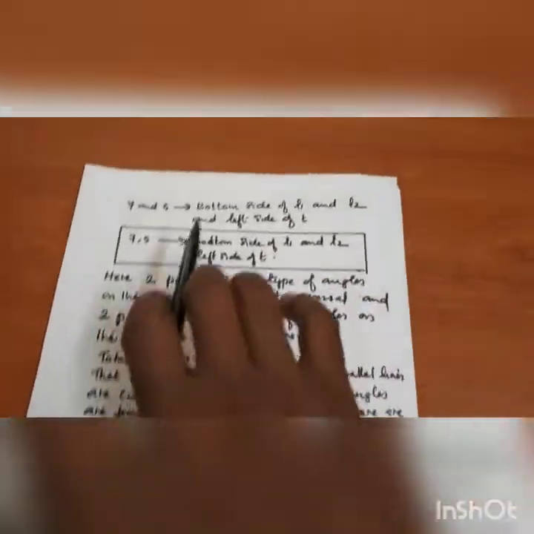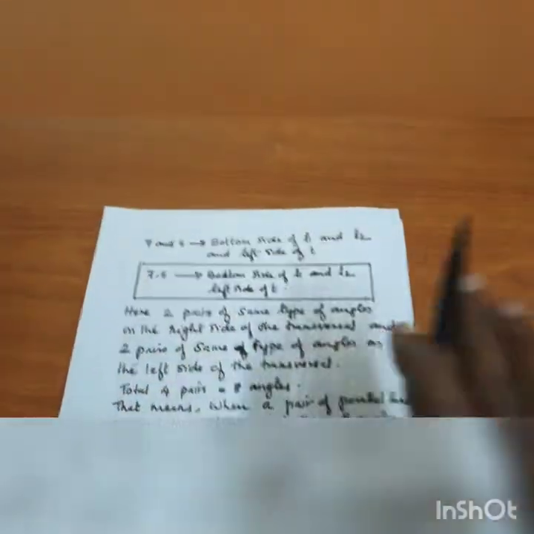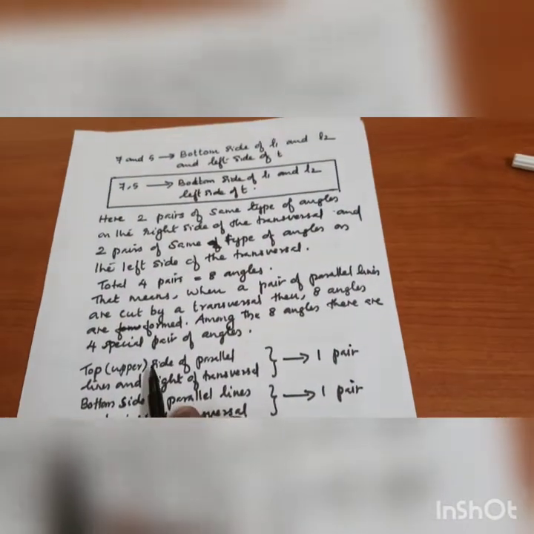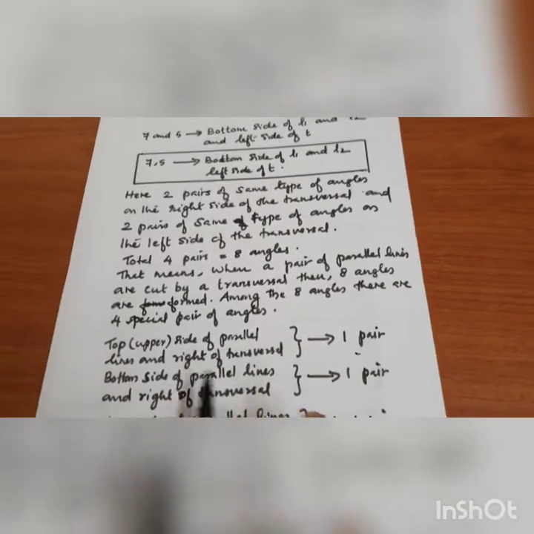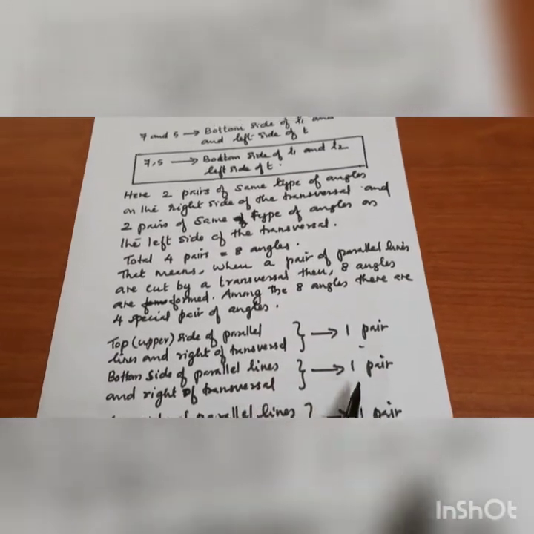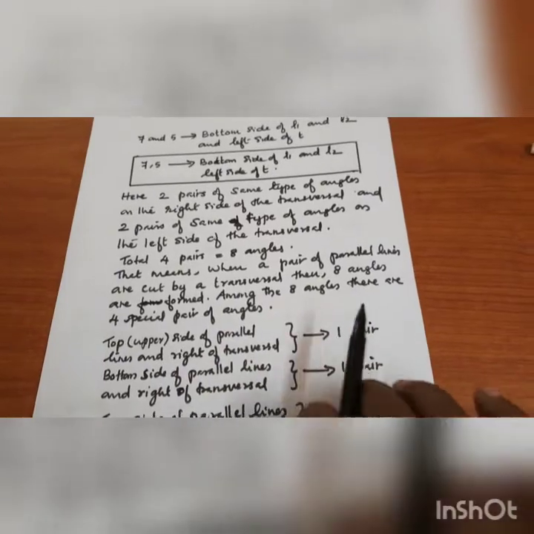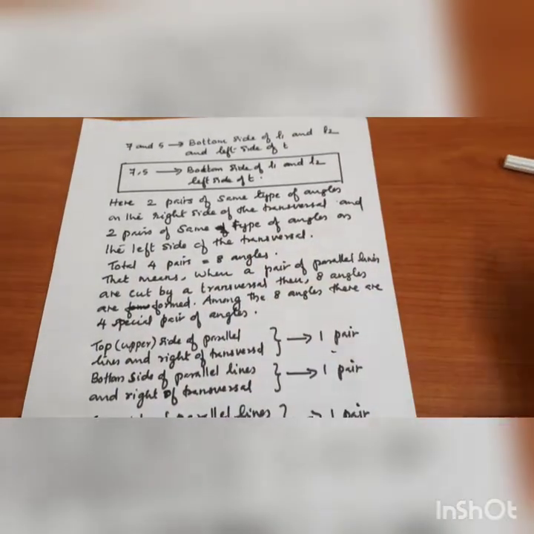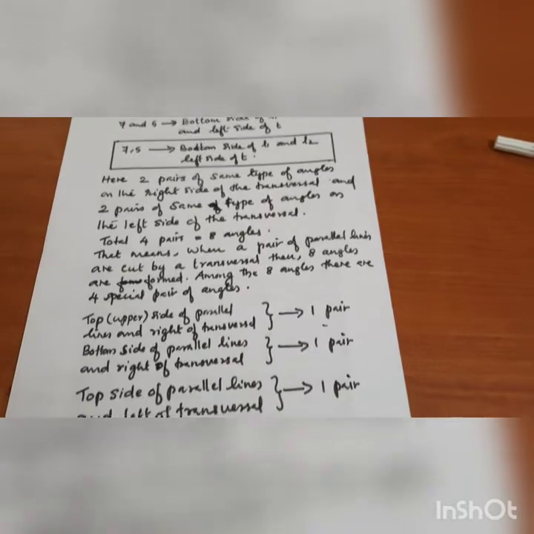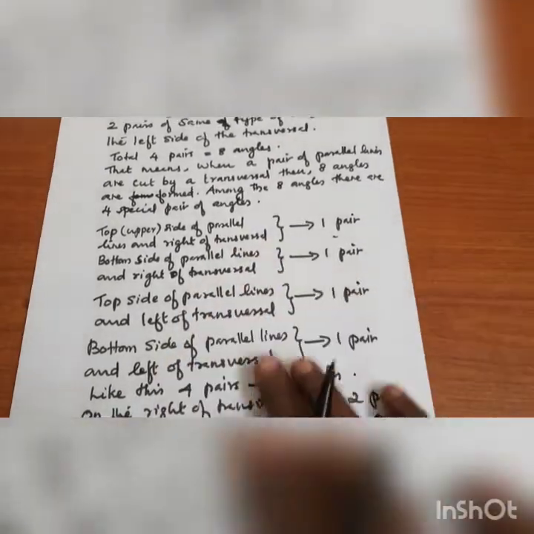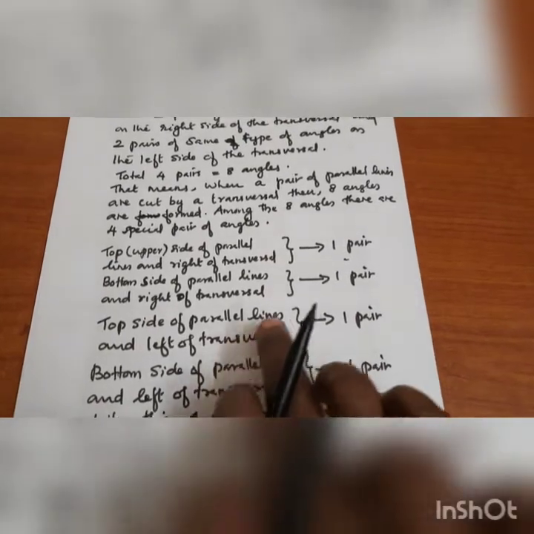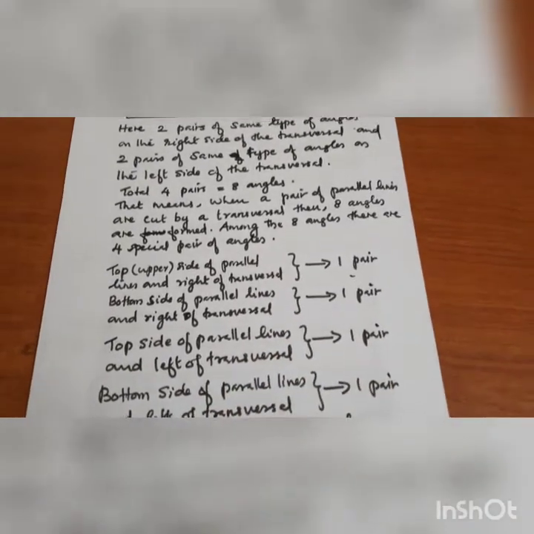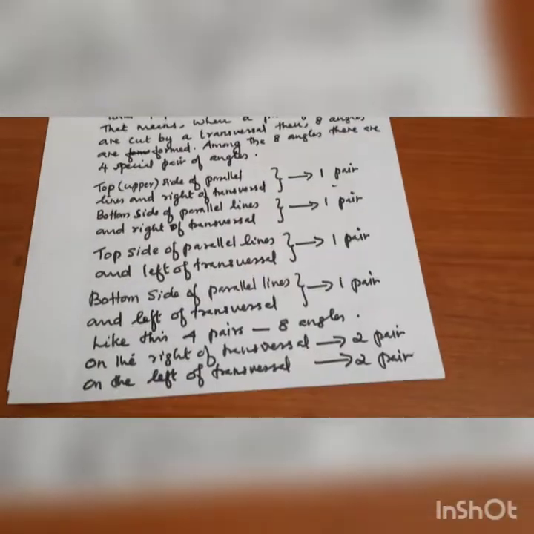Total 4 pairs, that means 8 angles. Top or upper side of the parallel lines and right of the transversal, 1 pair. Bottom side of the parallel lines and right of the transversal, 1 pair. That is, on the right side there are 2 pairs. On the left side, the upper side of the parallel lines, 1 pair, and the bottom side, 1 pair. That is 2 pairs. Totally 4 pairs of angles.